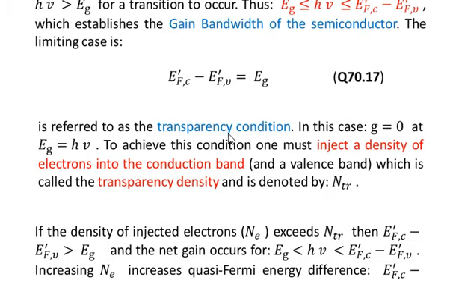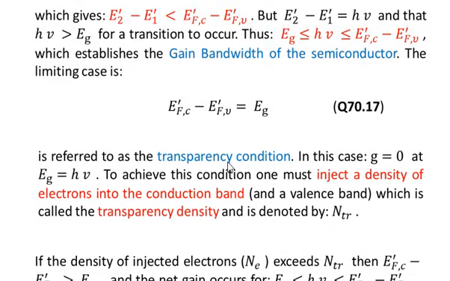let me explain first that before the injection of any density of carriers, the Fermi level was lying in the middle of the band gap. But if you have injected some density of electrons represented by NTR, because NTR corresponds to the transparency density, what will happen? The Fermi level will be split into two Fermi levels due to the injection of density of carriers.